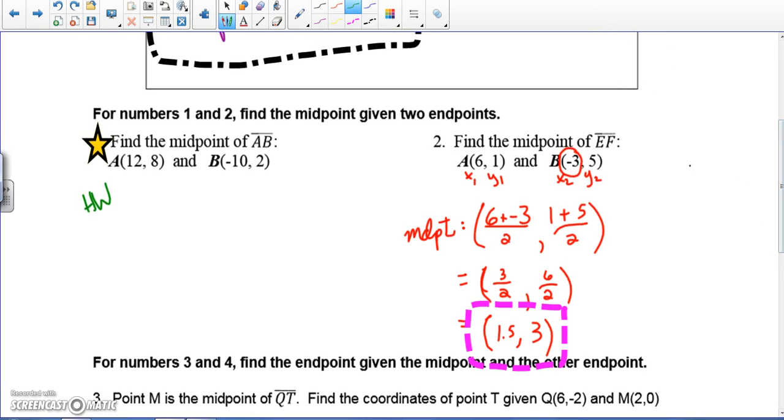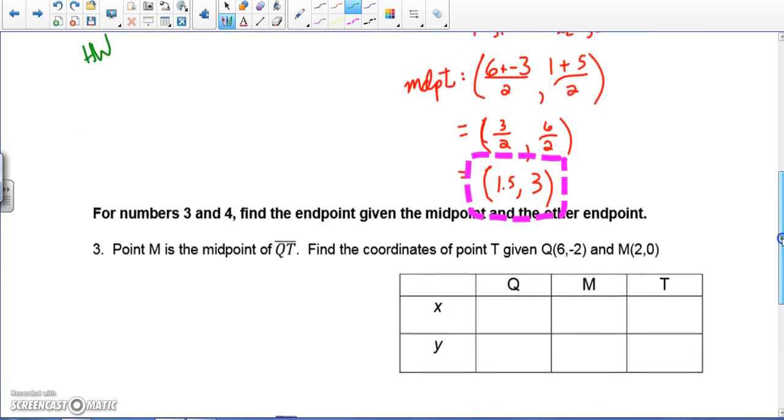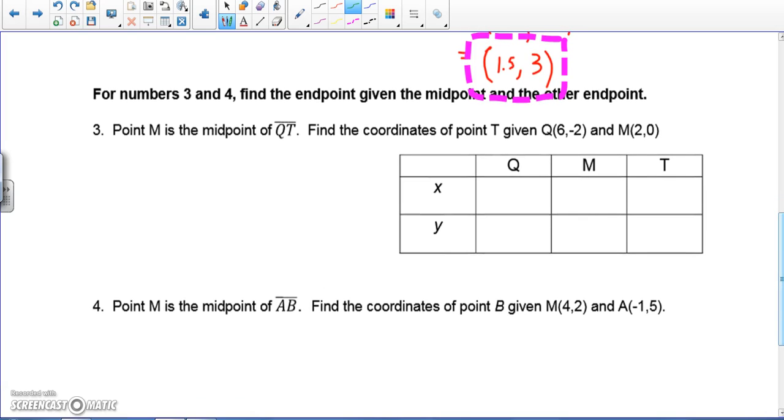So that's one way you will see the midpoint formula being used. Here's the other way, and I'm going to show you the way I think is easiest. I will give you other options, but let's try number 3 now. Here's the difference. In number 3 and 4, I want you to find the endpoint given the midpoint and the other endpoint. So here's the key. In this problem, the key for this year is just reading carefully. We are given the midpoint.